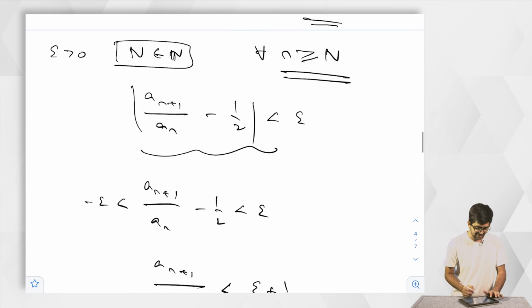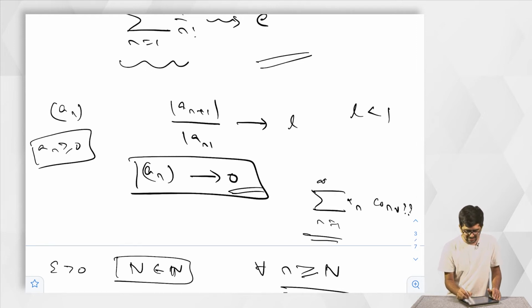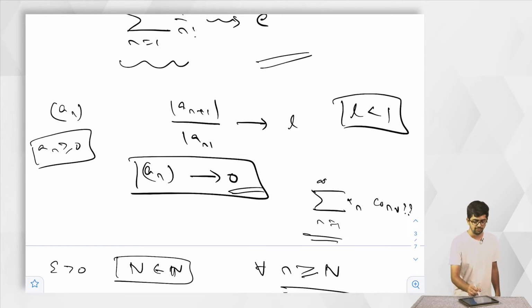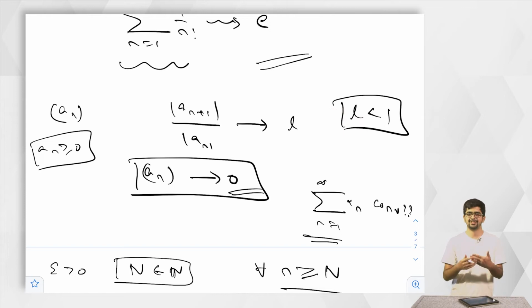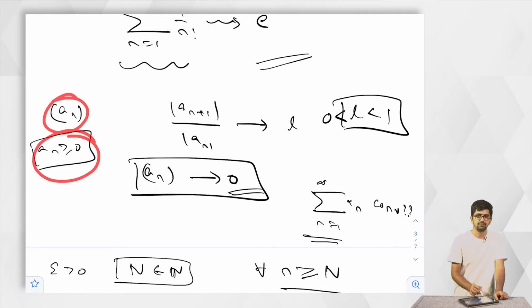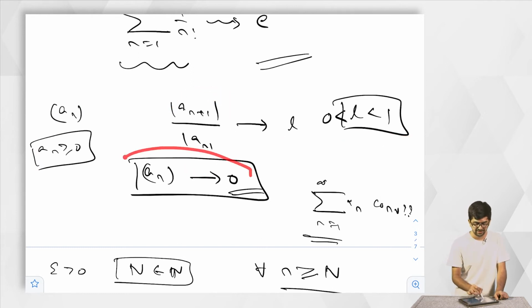So maybe one can generalize this to the following statement. Suppose this goes to L and L is less than 1, of course positive, because even if n is negative, we are putting mod anyway. So this cannot go to a negative element. If n is non-negative, this can never go to a negative element. So 0 is less than 1, it is understood, but still we can write down 0 less than L less than 1. Suppose we have a sequence a_n non-negative, this fraction goes to L, 0 less than L less than 1, then a_n goes to 0.